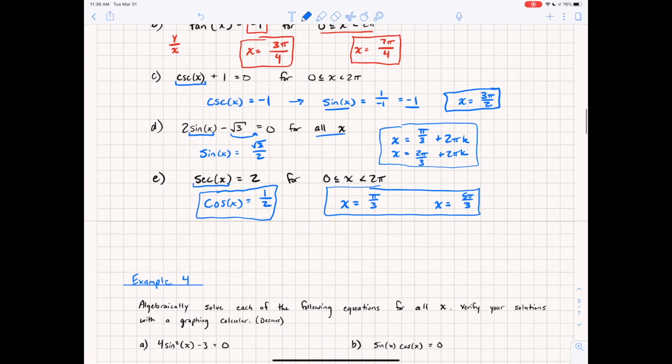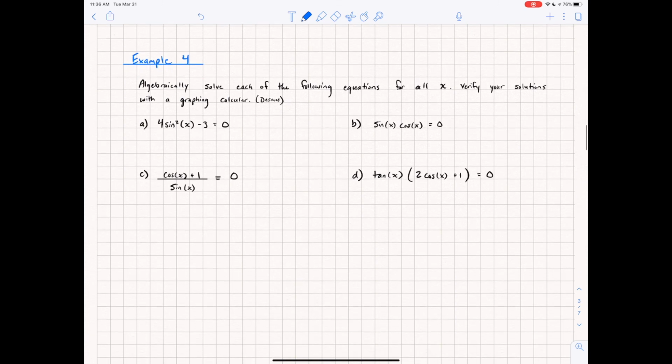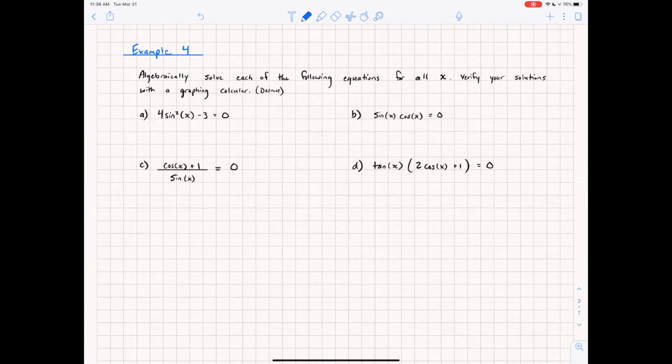All right, example 4. This is where the problem's going to get a little bit more technical. Algebraically solve each of the following equations for all x. Verify your solutions with the graphing calculator. We're going to use Desmos. I'm not going to go through in this video and check these answers. You should be able to go through and check them on your own. But I will go through and work A, B, C, and D. Feel free to skip if you want to look at different problems. And feel free again to pause at each example so you can try and attempt each one.